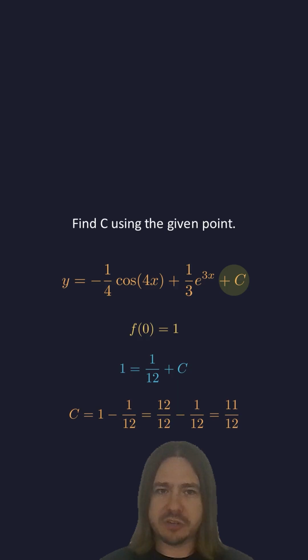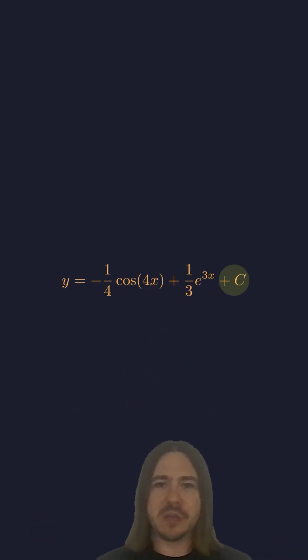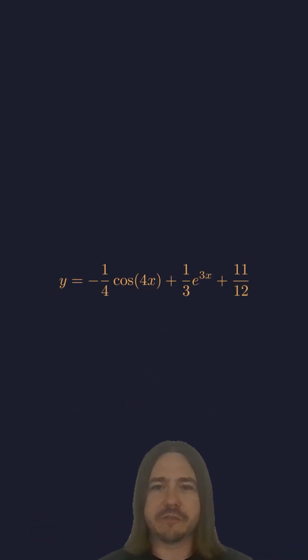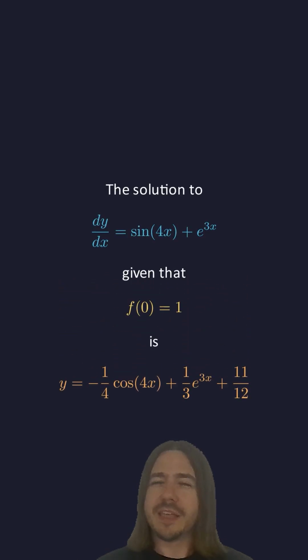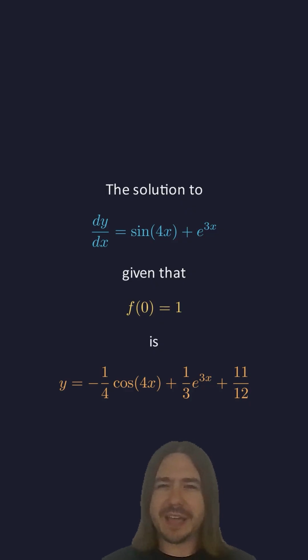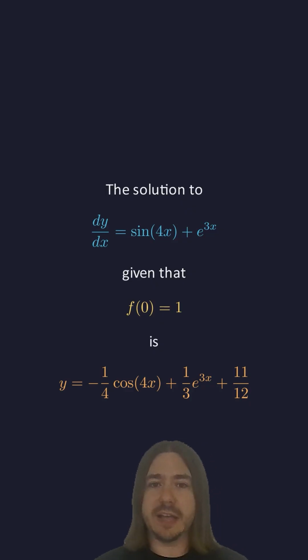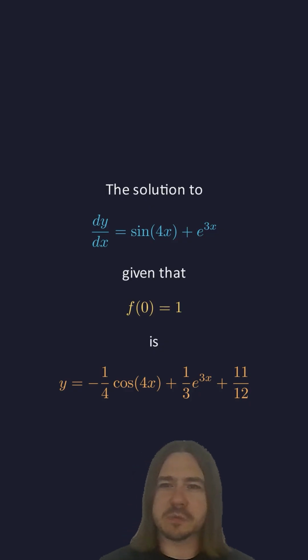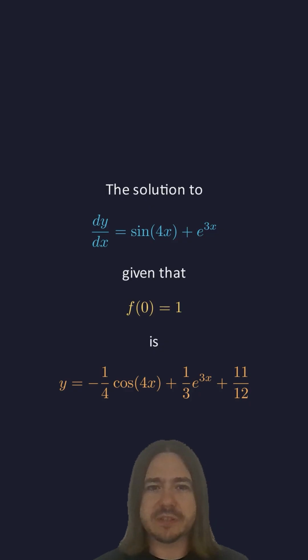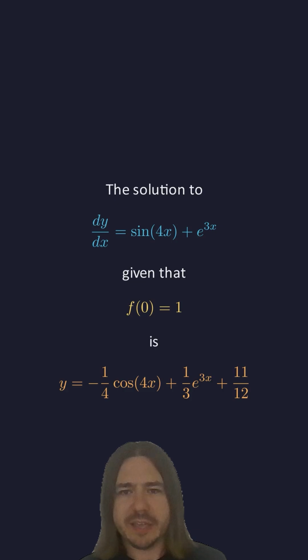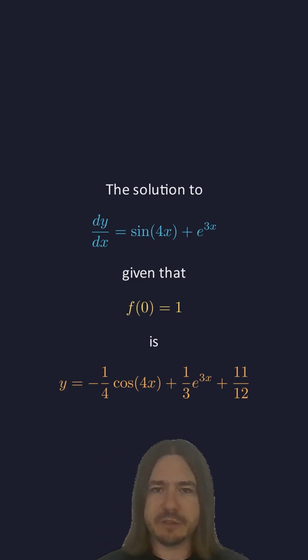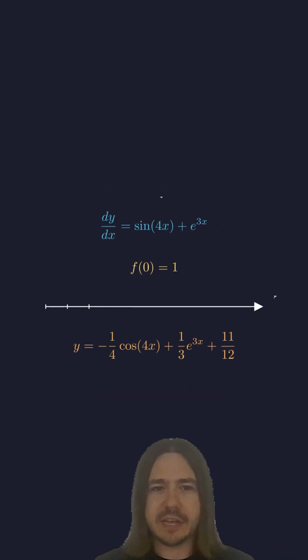Now that we have the c value, let's plug it back into the c that we had in our solution equation. So instead of having all the antiderivatives, we just have the one antiderivative, sometimes called the particular solution to the differential equation. This is going to be our final answer, but let's go back and try to understand what we just found in context. The solution to dy/dx equals sine of 4x plus e to the 3x, given that f of 0 is 1, would be y equals negative 1/4 cosine of 4x plus 1/3 e to the 3x, plus 11/12.